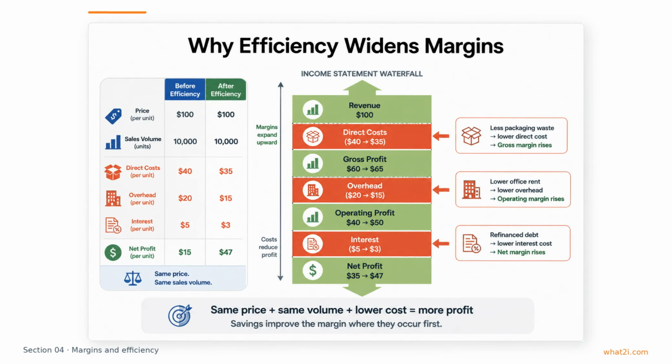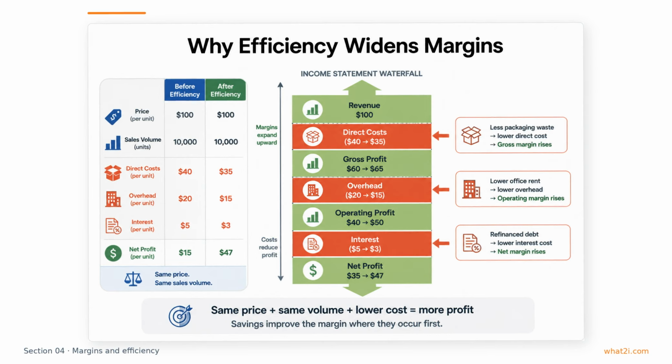Efficiency widens margins because it lowers the input needed to generate a given output. If direct cost falls, gross margin improves. If overhead falls, operating margin improves. If financing costs fall, net margin improves. The important idea is that each sustainable dollar of savings raises profit at the relevant layer, even if price and sales volume do not change.